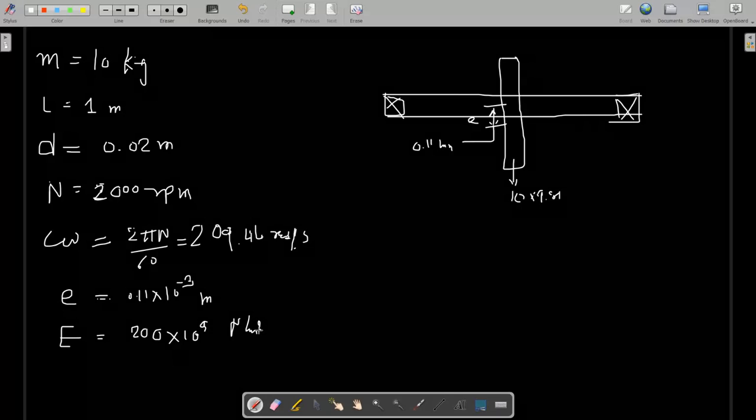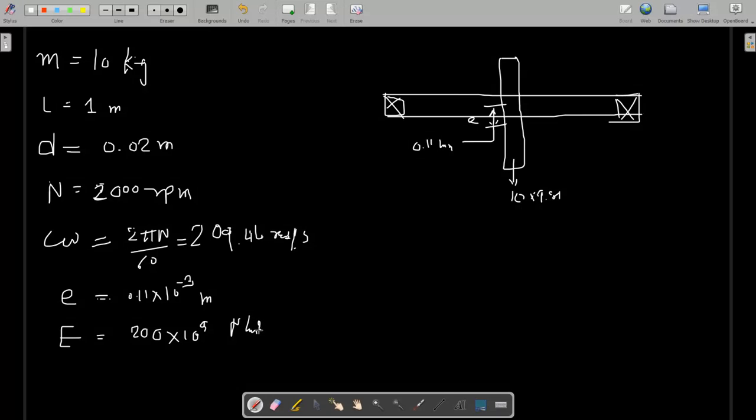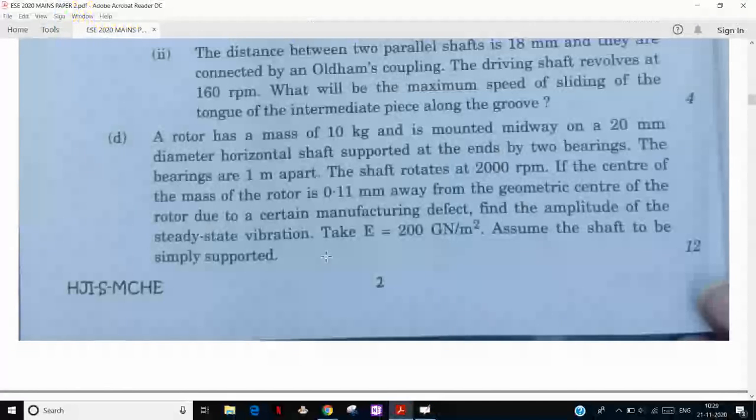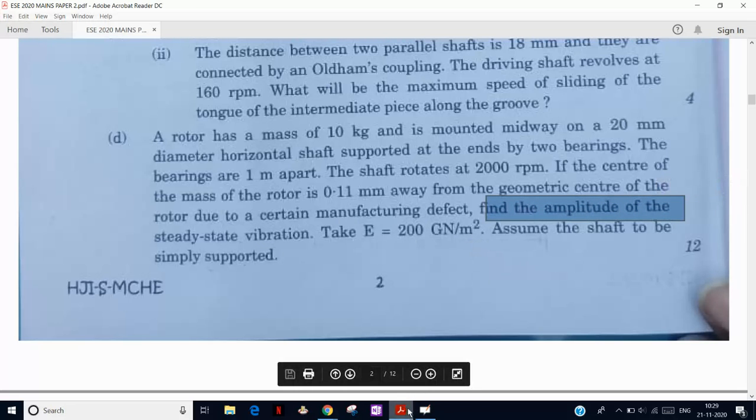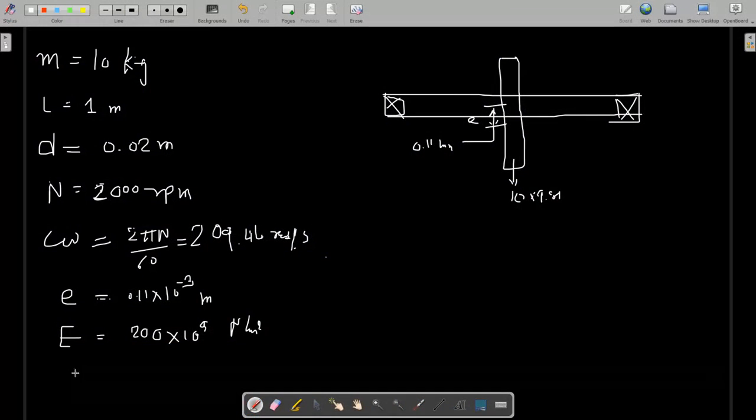So now what we have to find, let us see. We have to find the amplitude of the steady state vibration. So for finding the amplitude of the steady state vibration, we have to find the first natural frequency of the steady state. Okay, so as you can see here, this is a case of a simply supported beam.